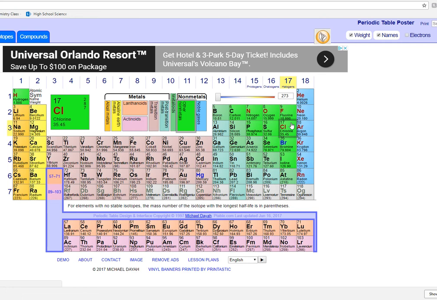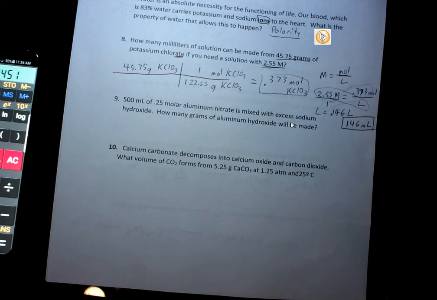Number 9. 500 milliliters of a 0.25 molar aluminum nitrate is mixed with excess sodium hydroxide. And I've just realized I didn't have that on for that. Oops.